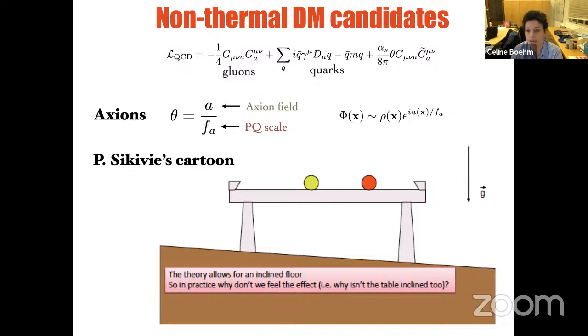You can now write a field, a complex field, as the exponential of i times a, the axion field, divided by this scale. So you have basically a phase, exponential i theta. And that's what gives you the mechanism for axions. It's a weird concept because it's saying there is a symmetry, you don't feel it, and you may not feel it because there is a mechanism to compensate for its existence. But if that's true, then you should observe an axion field filling the universe, because obviously QCD is everywhere.